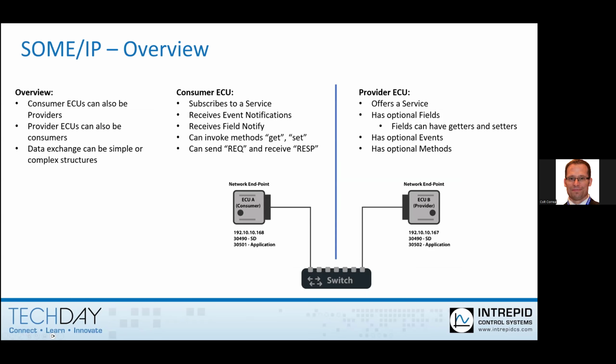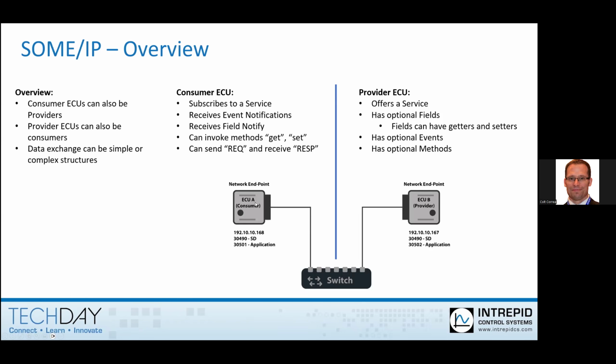So we'll move on. As an overview, there are ECUs, electronic control units, inside of a vehicle. And with SOME/IP, there will be consumer ECUs and provider ECUs. It should be pretty simple to understand that a provider provides a service or multiple services. Consumers consume services from other ECUs. It should be noted that any provider can also be a consumer of different services, and a consumer can also be a provider of different services as well.